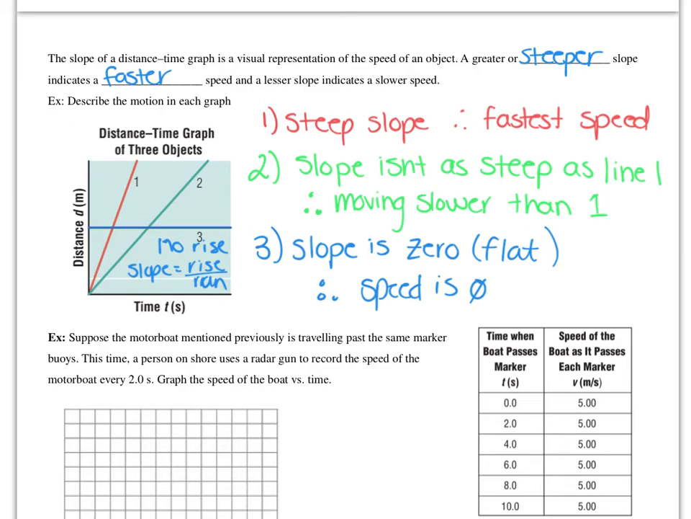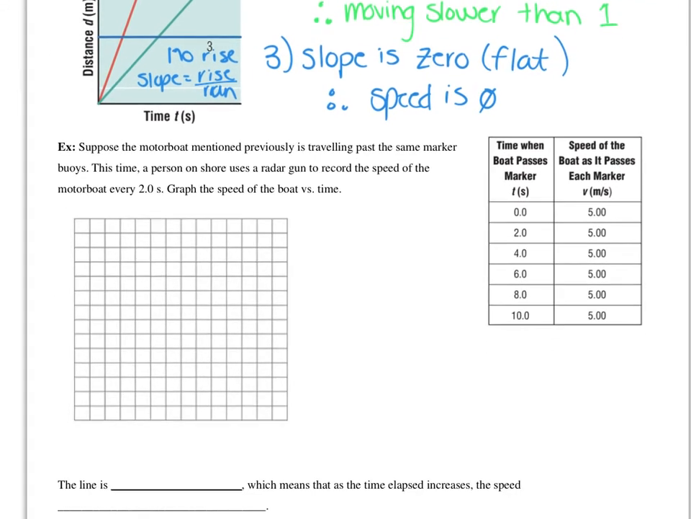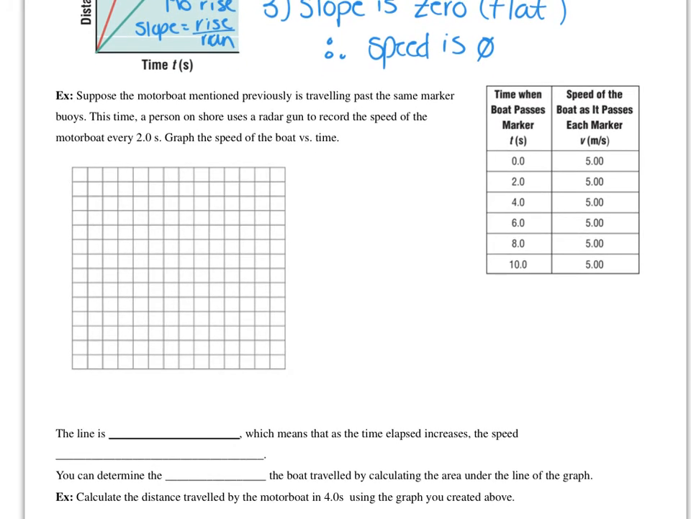Okay, so let's continue with that same example of the motorboat. So suppose the motorboat mentioned previously is traveling past the same marker buoys. This time, a person on shore uses a radar gun to record the speed of the motorboat every 2 seconds. Graph the speed of the boat versus time. So once again, time is here. Time when the buoy passes the marker. Time will be our x-axis, and speed will go on the y.